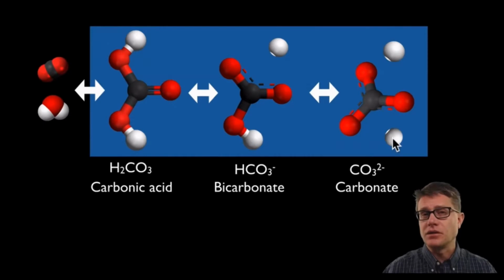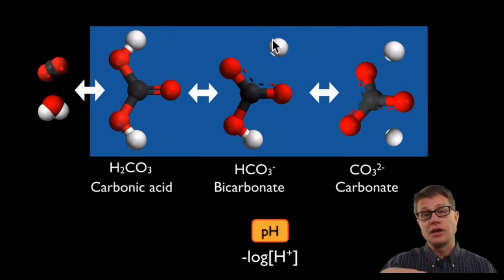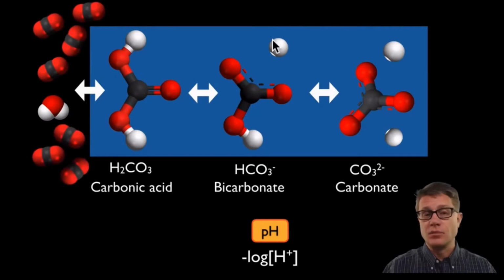Now, if we look at the definition for what pH is, pH, remember, is the negative log of the hydrogen ion concentration. What does that mean? The more of this H+ that we have in solution, the lower the pH is going to be, and it's going to be more acidic. If we add more carbon dioxide, more of it's going to move in, and we're going to have more of this hydrogen ion, and we're going to have a lower pH. Now, the levels of each of these can change. Each of these are reversible reactions, so depending on the amount of carbon dioxide, it can move towards the left or it can move towards the right.